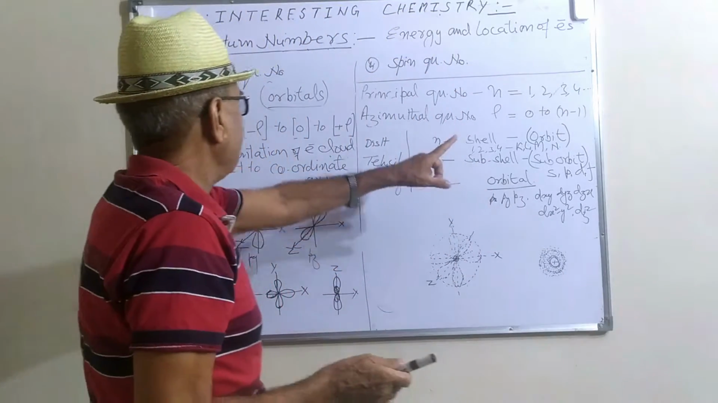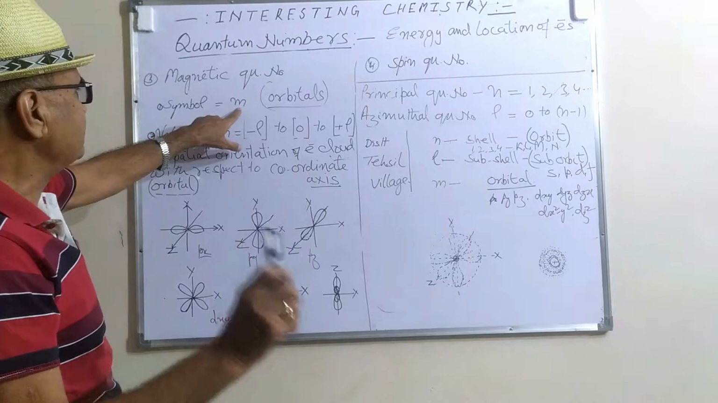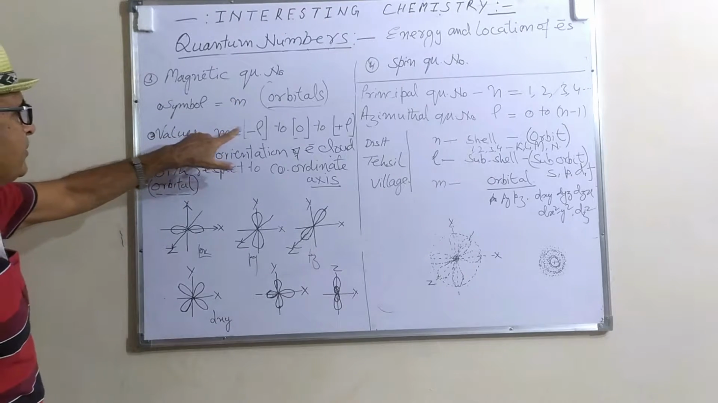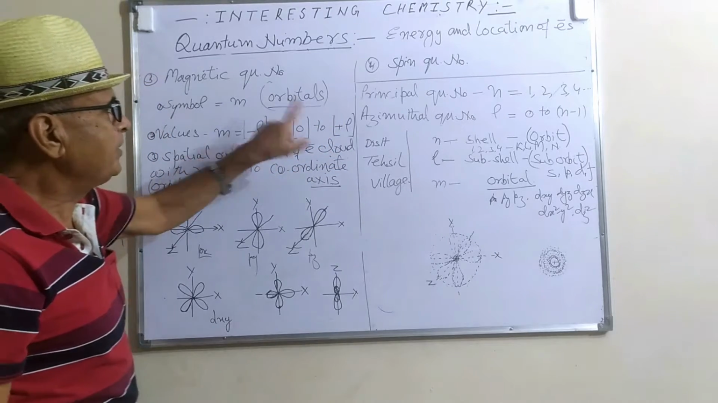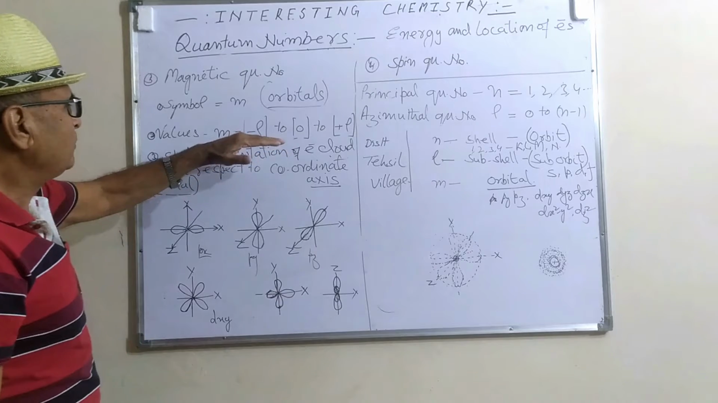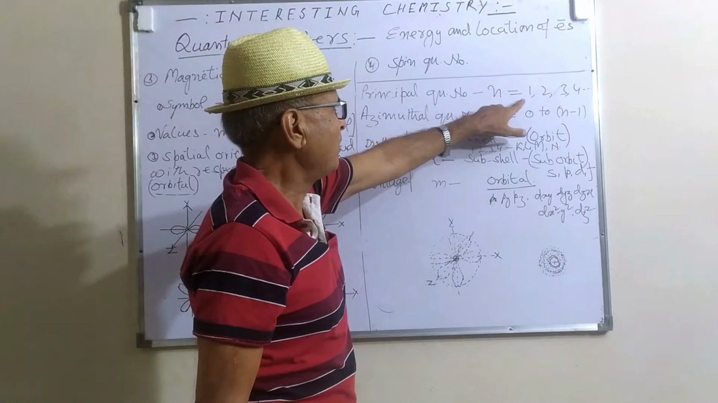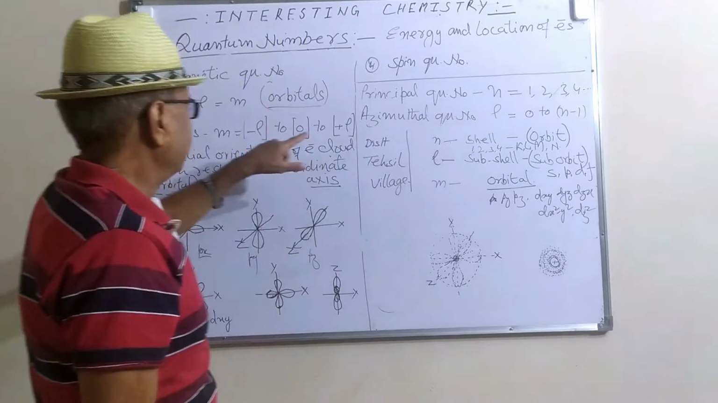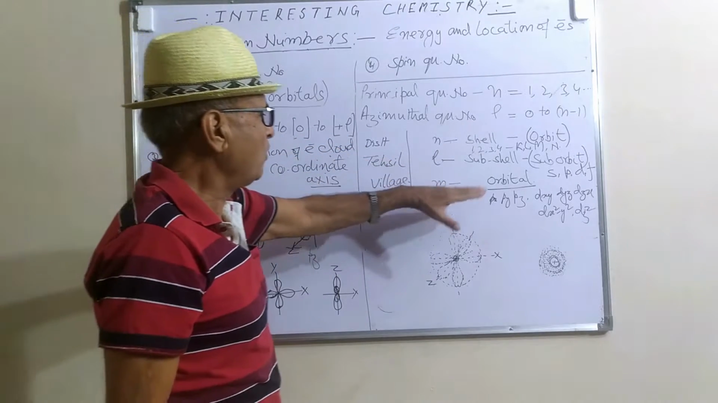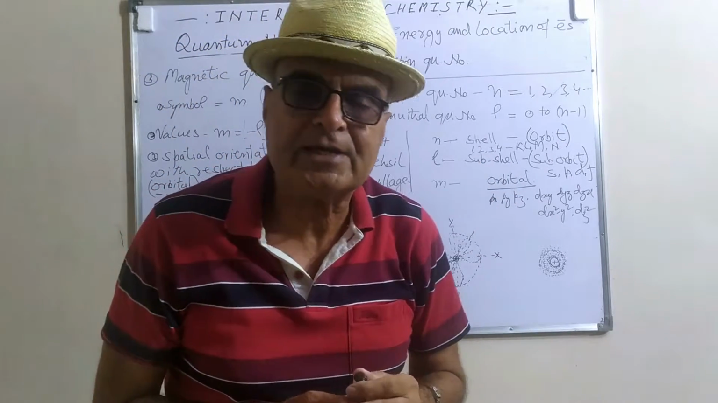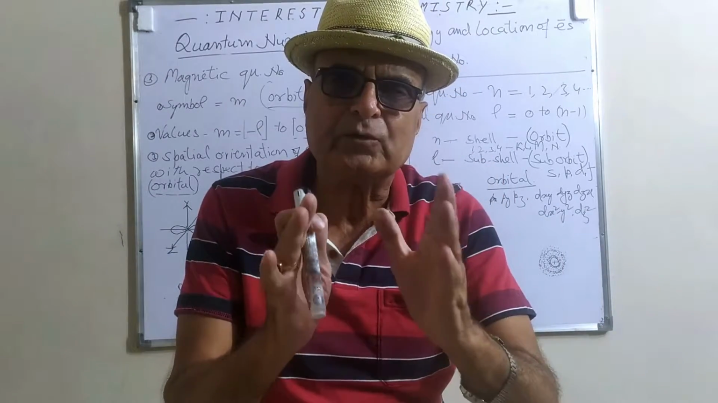Now come to the magnetic quantum number. The symbol of the magnetic quantum number is m. The value of m is equal to minus l to 0 to plus l. For the first quantum number, the value of l is 0, so m is 0 to 0 to 0. So there is only one orbital, that is s. I will give you this in the form of a table, but try to understand first.